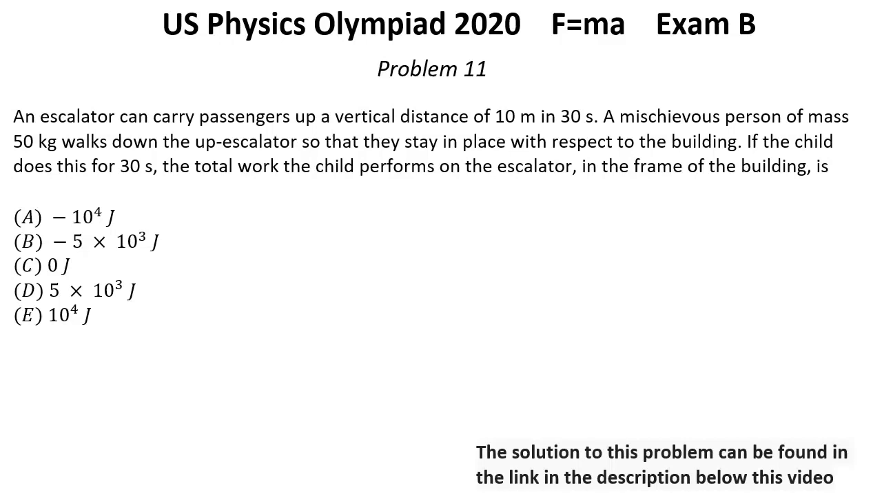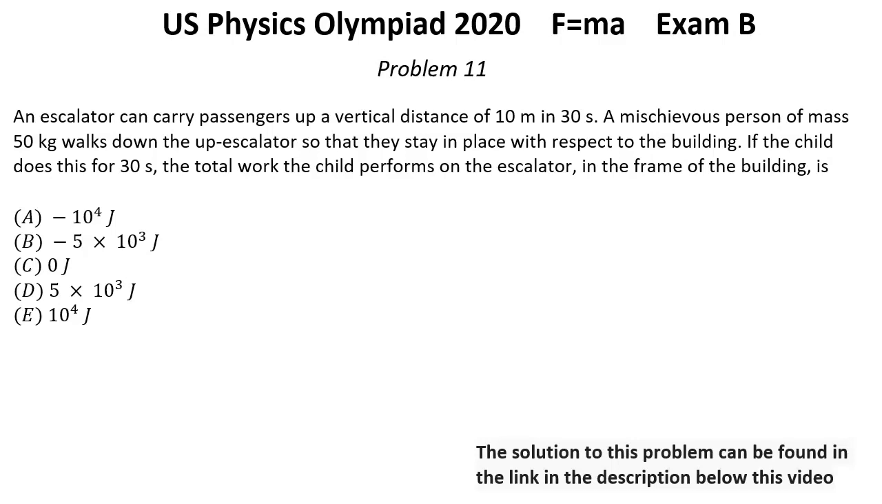Problem number 11. An escalator can carry passengers up a vertical distance of 10 meters in 30 seconds. A mischievous person of mass 50 kg walks down the up escalator so that they stay in place with respect to the building. If the child does this for 30 seconds, the total work the child performs on the escalator in the frame of the building is next one.